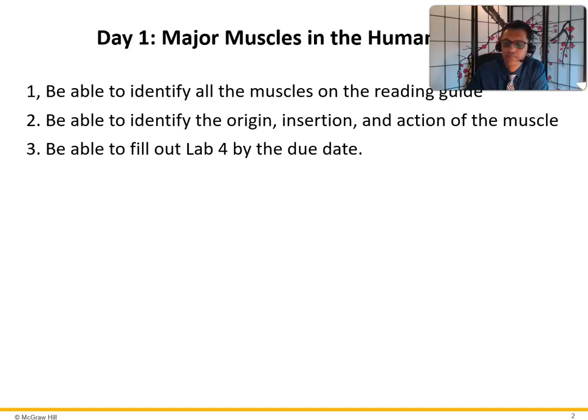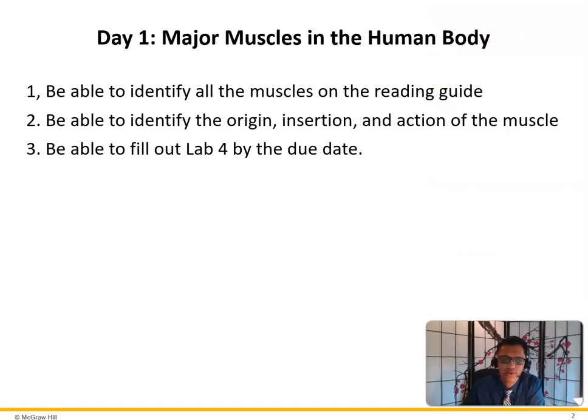Now, what's the point of chapter 8? Major muscles in the body. Of course, we're going to be able to identify all the muscles on the reading guide. So you don't have to memorize all 600, but you do have to memorize quite a few. Be able to identify the origin, insertion, and action of each muscle. And so I made a lab worksheet to help you with that, and that is due this week.